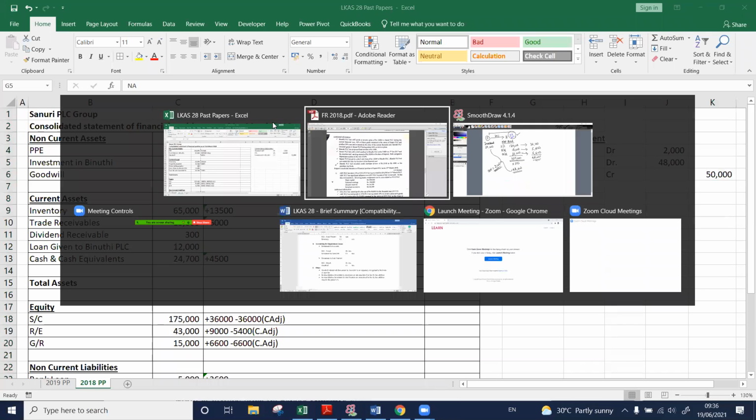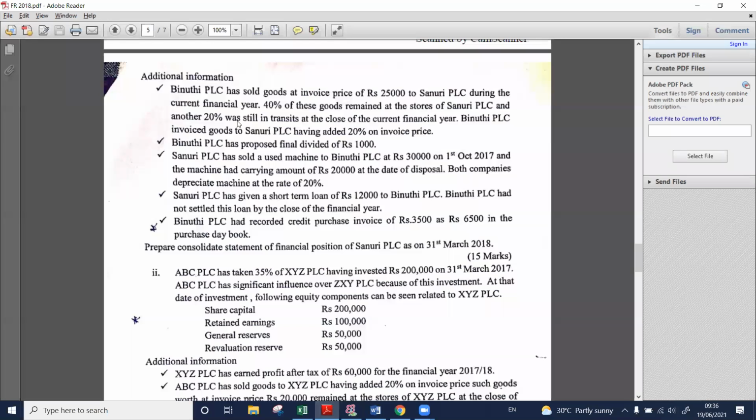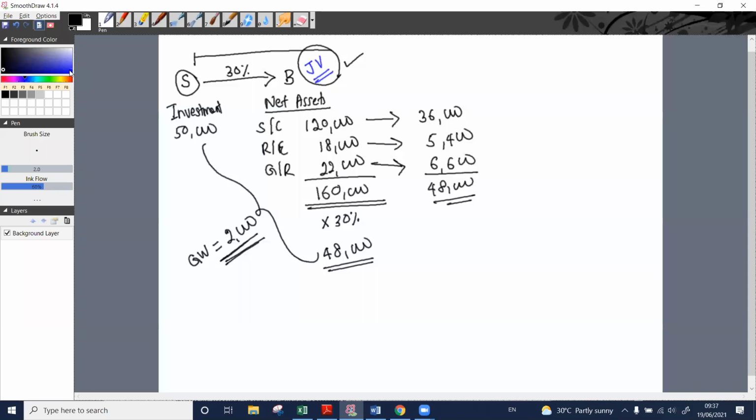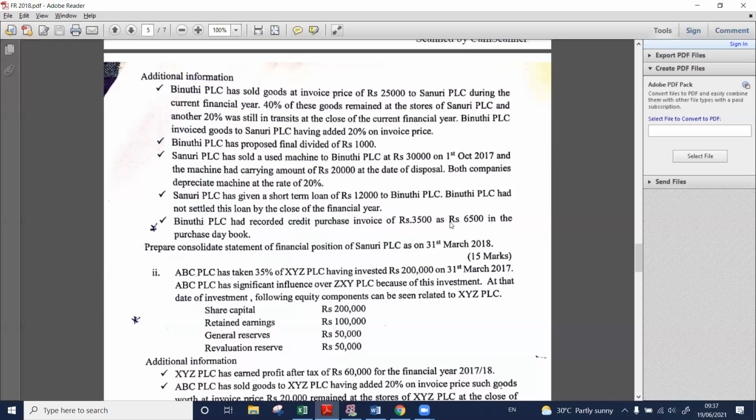Okay. Additional information number 1. Binuti PLC has sold goods at invoice price of 25,000 to Sanuri PLC during the current financial year. Binuti, our joint venture, has sold goods at invoice price of 25,000 to Sanuri PLC. First, let's map that information. Binuti has sold to Sanuri, sales worth 25,000. 40% of these goods remained at the store of Sanuri PLC and another 20% was still in transit at the close of the current financial year.